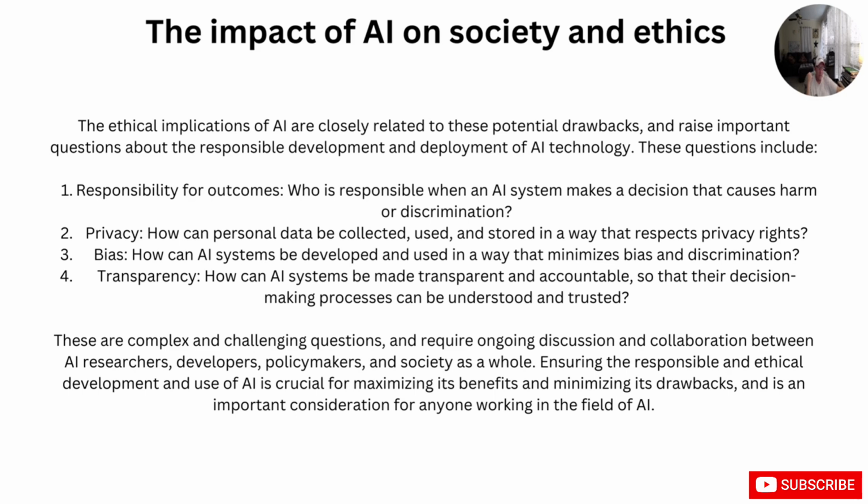Number four, transparency. How can AI systems be made transparent and accountable so that their decision making processes can be understood and trusted? These are complex and challenging questions and require ongoing discussion and collaboration between AI researchers, developers, policymakers, and society as a whole. Ensuring the responsible and ethical development and use of AI is crucial for maximizing its benefits and minimizing its drawbacks, and is an important consideration for anyone working in the field of AI.